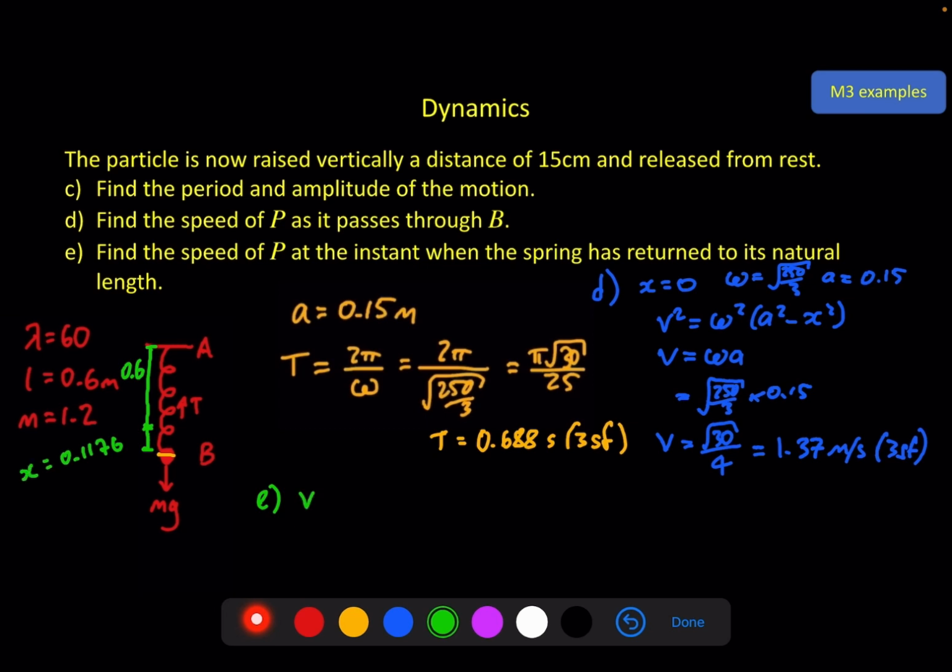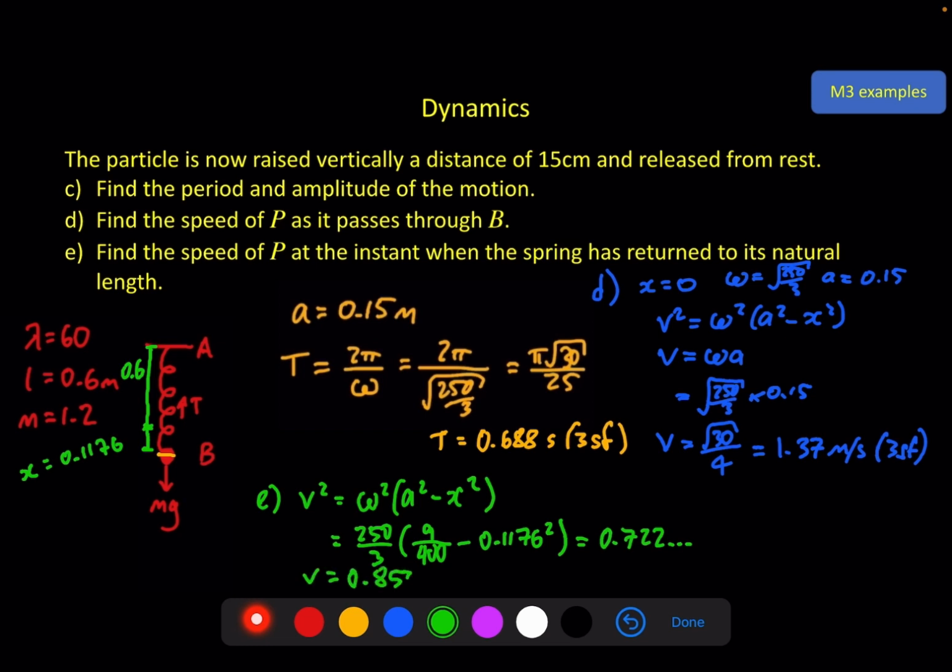The speed then, using the same equation, omega squared (a squared minus x squared), becomes 250 over 3 times (a squared, which is 9 over 400, minus x squared), and that gives me the answer 0.722 dot dot dot. Square rooting that gives 0.850 meters per second to 3 significant figures.